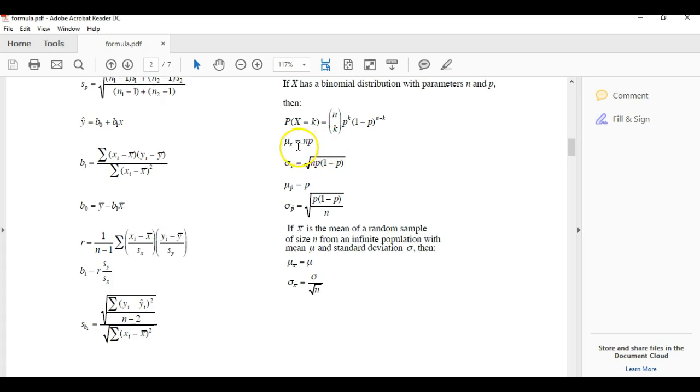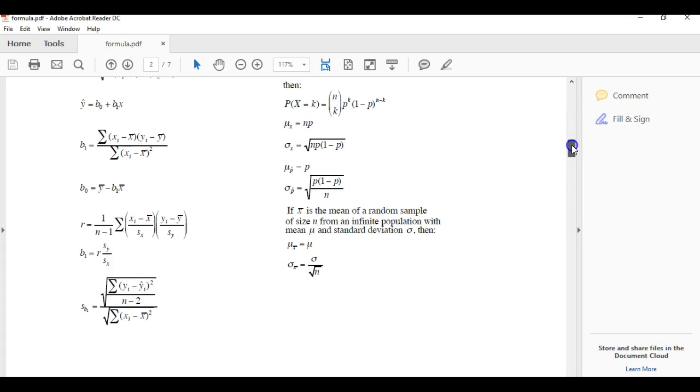Right here, this is the mean of a binomial distribution, and here's the standard deviation of a binomial distribution. One thing they don't have on the formula sheet that you need to have memorized: the mean of a geometric distribution is 1 over p. You don't really need this next stuff. This is on the next page of your formula sheet.